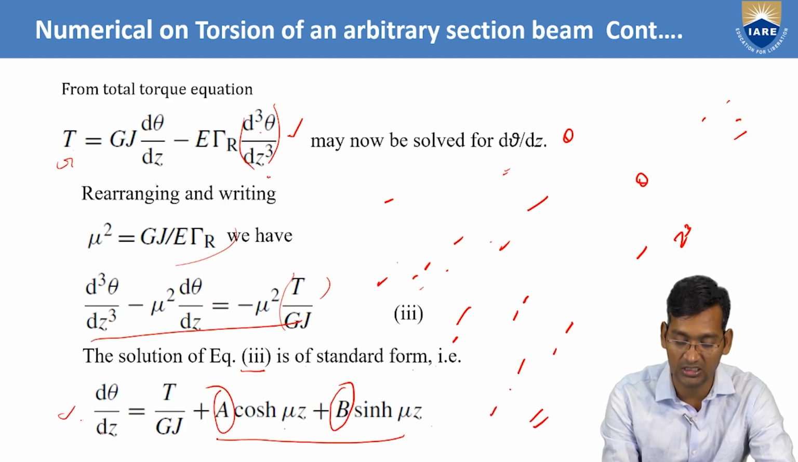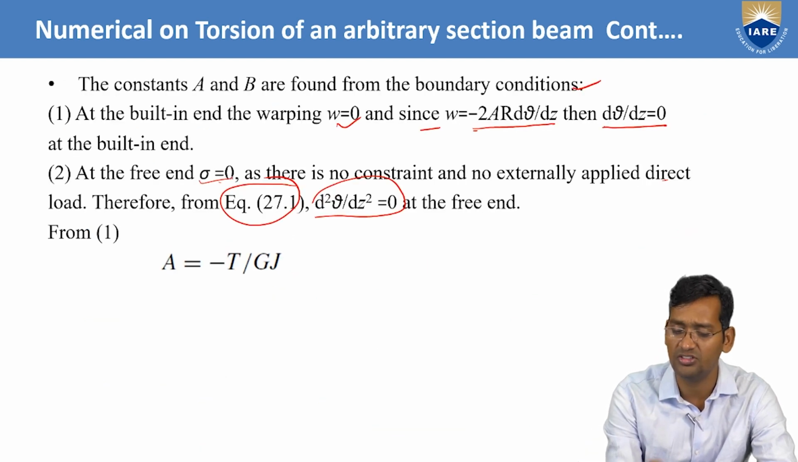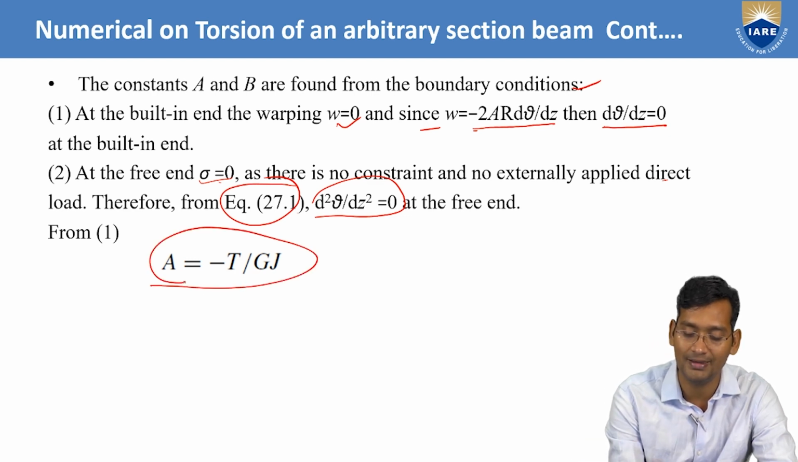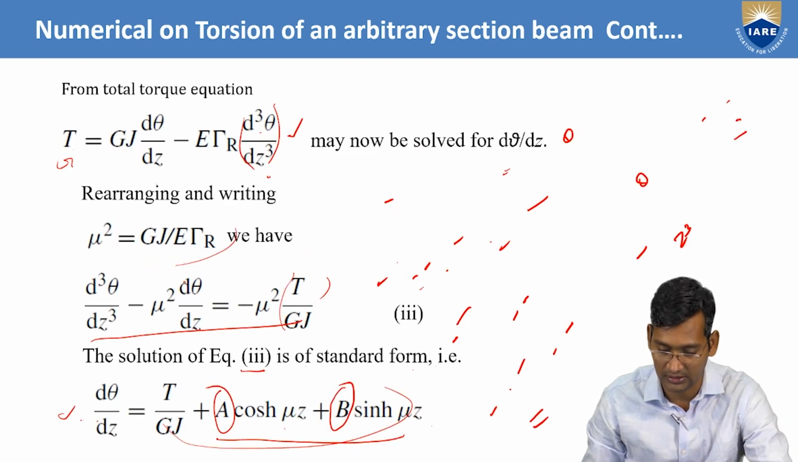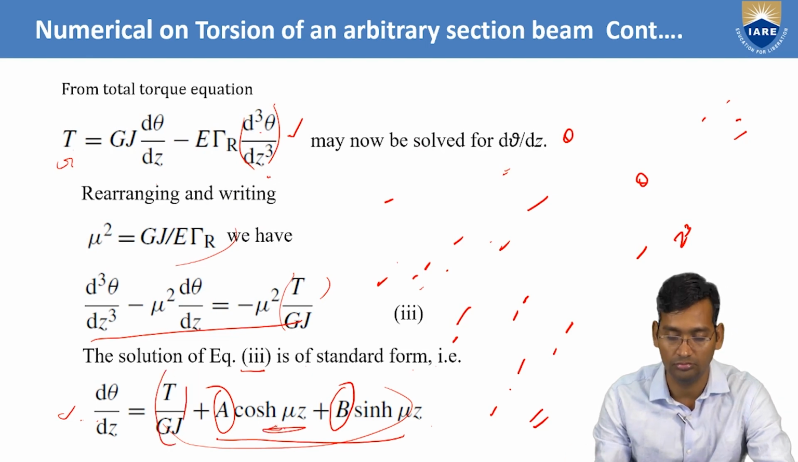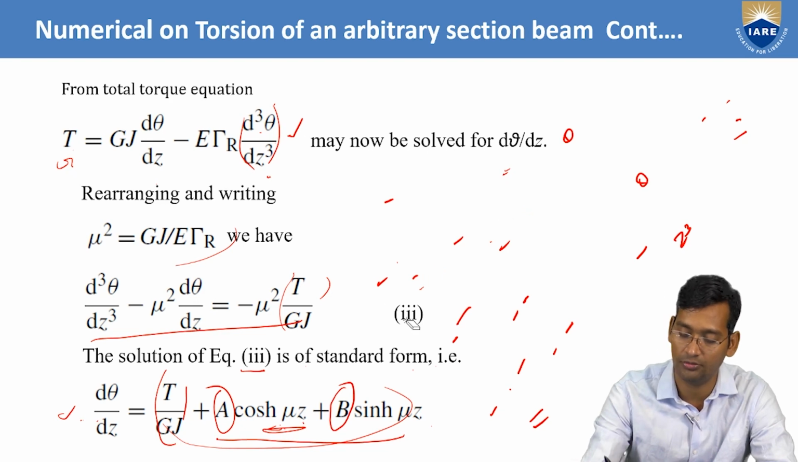Just apply the boundary conditions. Here d theta by dz is 0 for the first boundary condition, so we get one equation, and the second one is sigma is 0. After finding that, we get A equals minus T by GJ, that is this term. So this will be 0 where z is 0, z is 0 means mu into 0 is 0, so A cos h 0 will be 1, so that is A into 1.